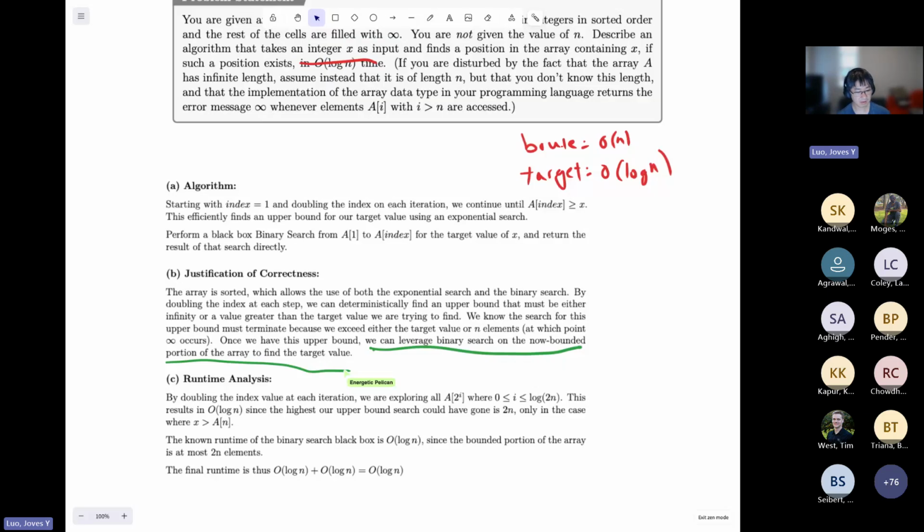Okay. Runtime analysis, this is just going to be a breakdown, doesn't use master theorem, which is fine.